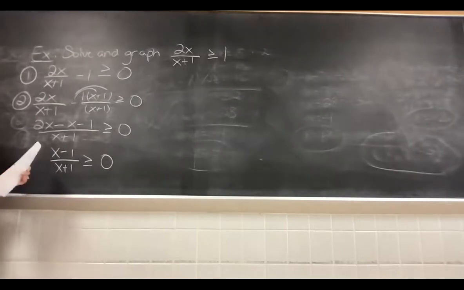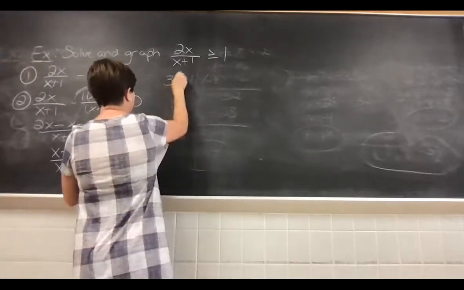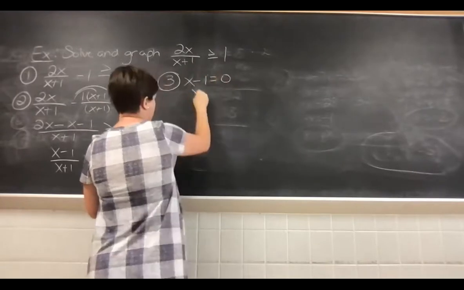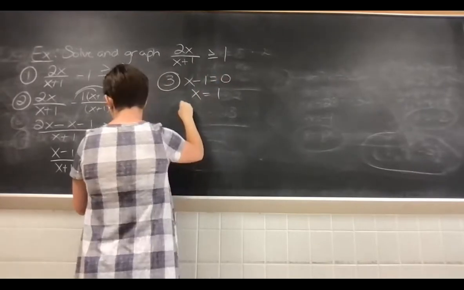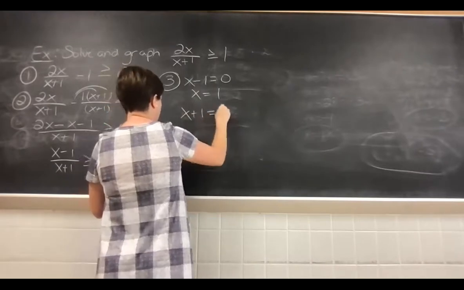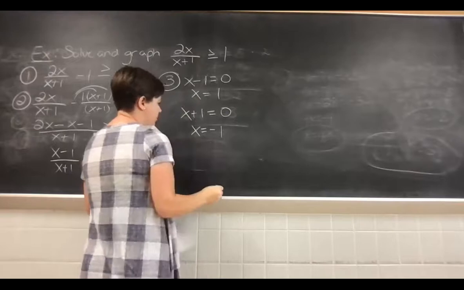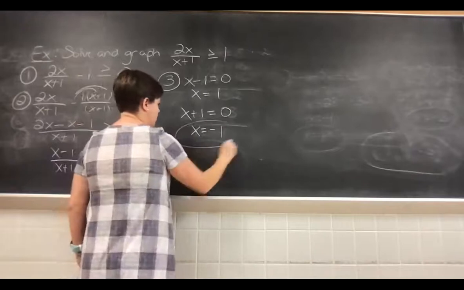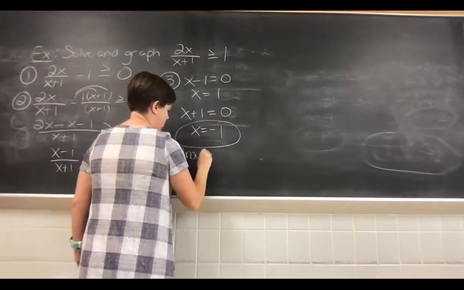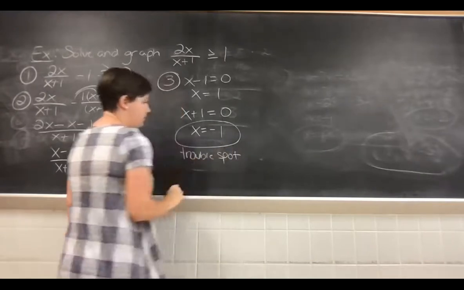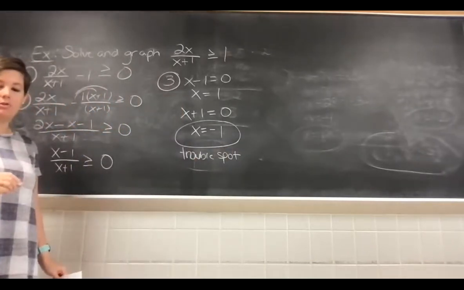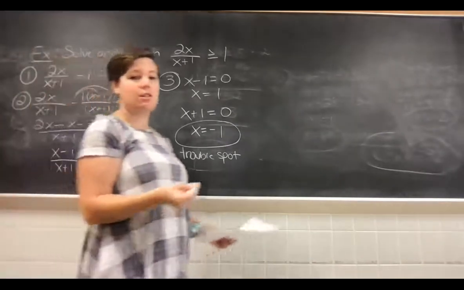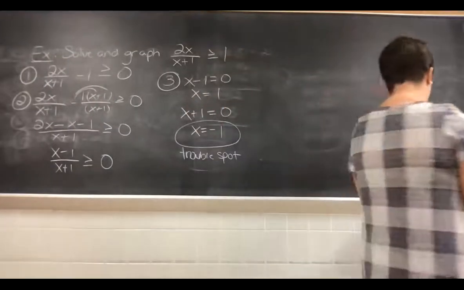Step 3, I'm going to set my numerator, my top, equal to 0 and solve. And I set my denominator, which is my x plus 1, equal to 0 and solve. So right here, if you want to highlight, use colors, or circle, this is our trouble spot. That's where the denominator equals 0. And so we definitely don't want to include that in our solution set. If you indicate that earlier on, it might remind you at the end whether or not to include it.